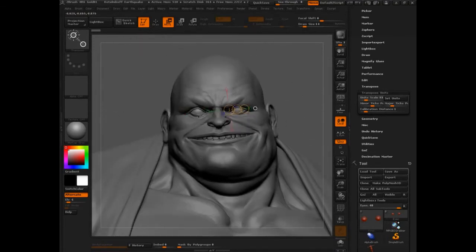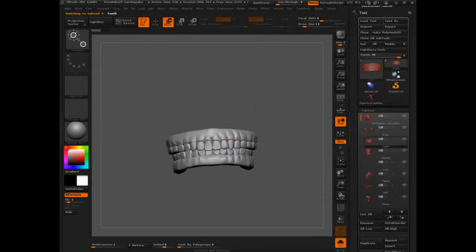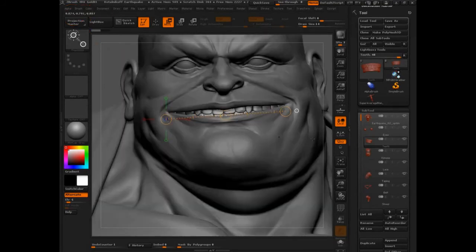I want to know how wide his teeth are. So I'm going to go into teeth, into solo mode, and I'm going to pull off and then pull it back. So now his teeth are 4.5 or 4.41 inches or eyeballs. It's all the same. How tall is he?